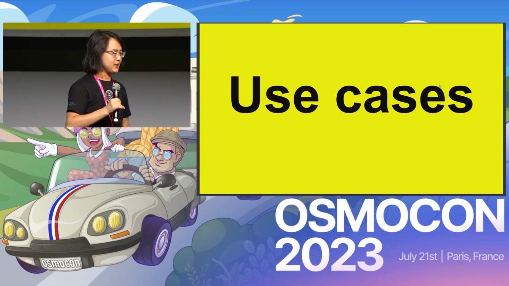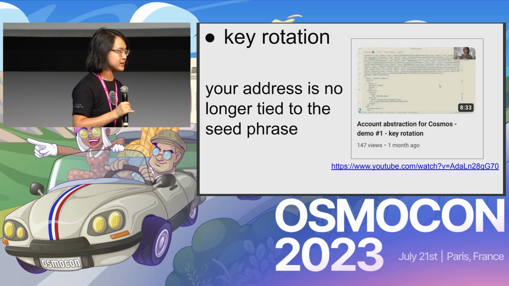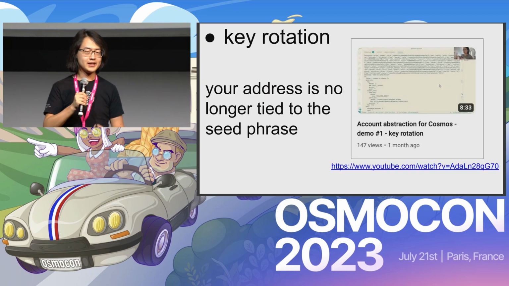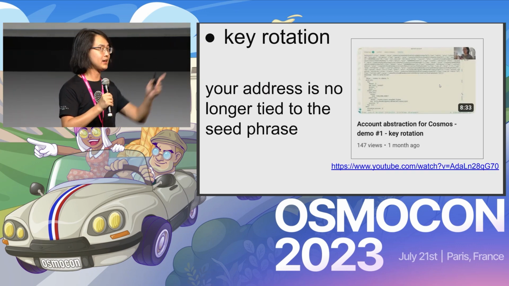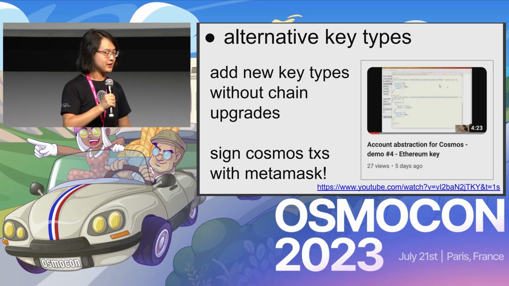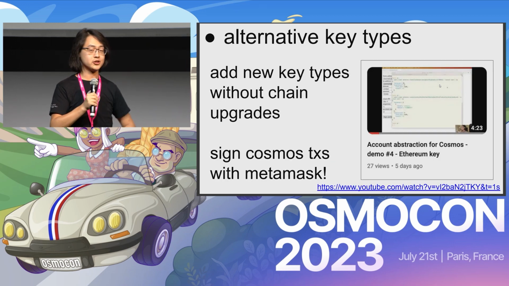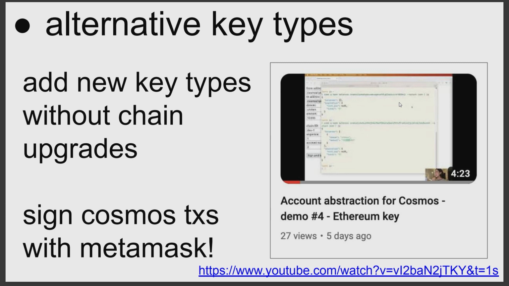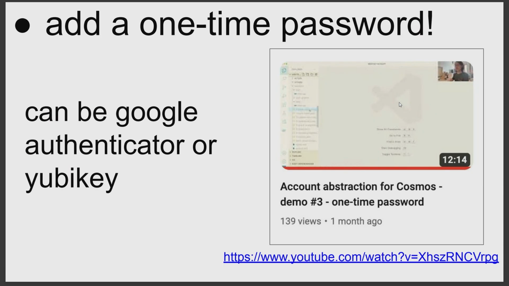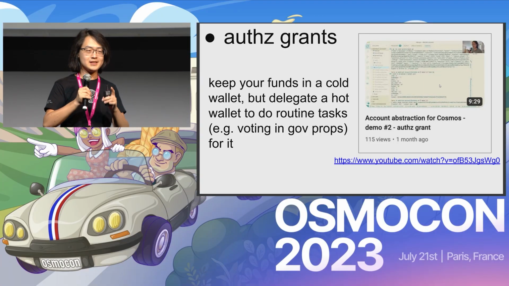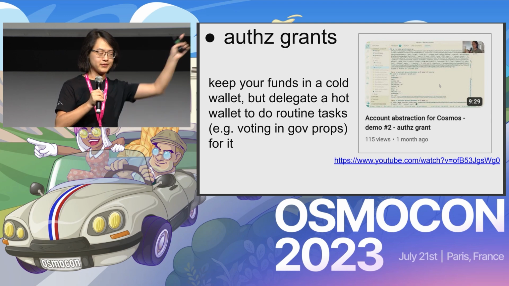Let's skip this. I'm going to show you guys a few use cases. You can build accounts that can rotate the key associated with it. I have a YouTube demo for it. You can build accounts that have alternative key types, right? Here I have a demo for using Ethereum key and Ethereum signatures for Cosmos transactions. You can add a one-time password, such as Google Authenticator or YubiKey, to your account. I have a demo for that. You can build OSZ grants into your account. I have a demo for that.